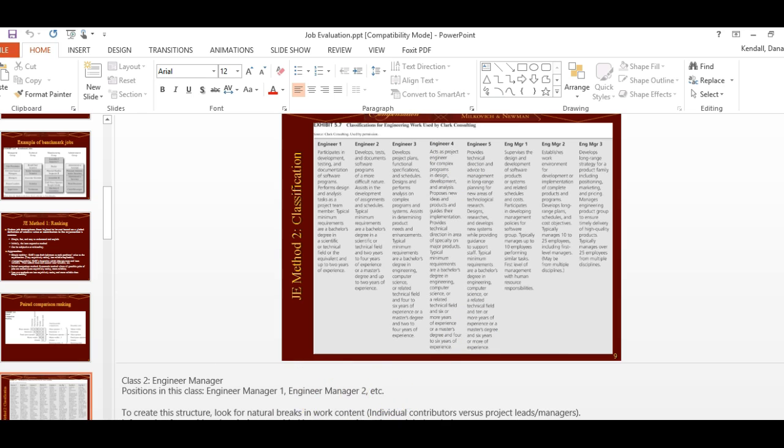Okay, so Milkovic and Newman say to create this structure we look for natural breaks in the work content, look for positions where basically it's an individual contributor versus maybe a project lead versus the leader of 2 or more groups, so you're looking at responsibility level, and of course you want to pay people probably who have more responsibility, like engineer manager 3 has the most responsibility, and probably more things will go wrong if that person doesn't do their job well than an engineer manager 1 or an engineer 1, for example.